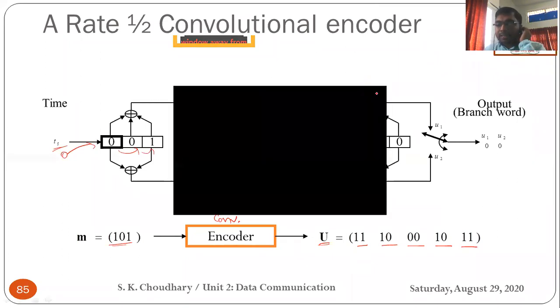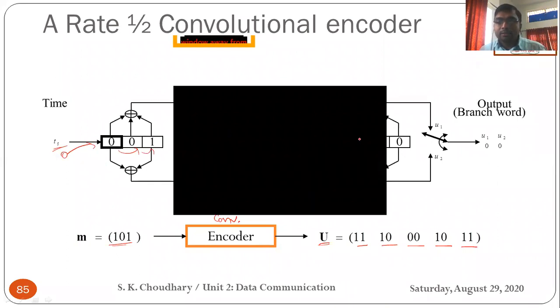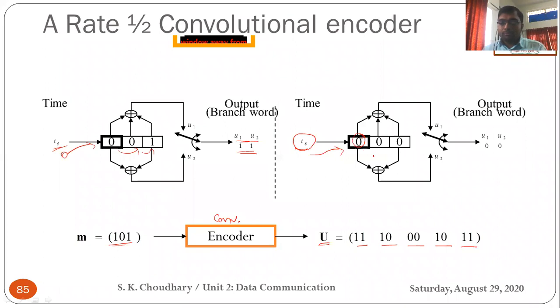So at time T6, our message sequence is 101 and we have also flushed it out up to T5 by adding two zeros. But at T6 our encoder is now ready to take the new bit stream. So this 0 is just an indication of a new bit stream. The new bit stream may be any number, 100, whatever.